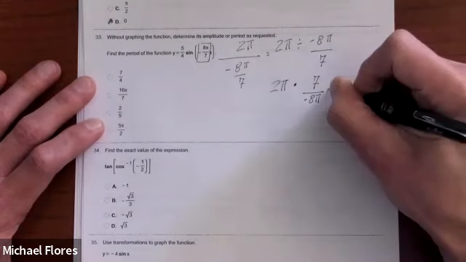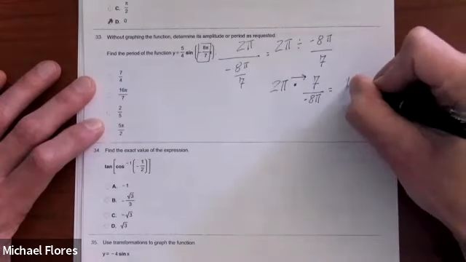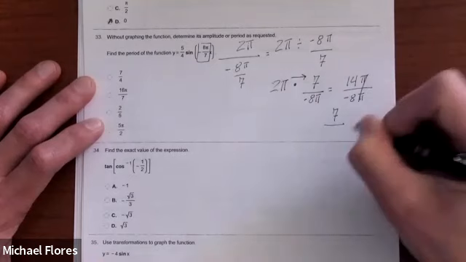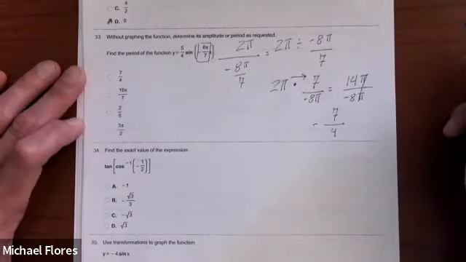Now what I'm going to do here is multiply numerator times numerator. 2 times 7 is 14, carry over the pi, over negative 8 pi, and reduce. Those cancel. 2 goes into 14 7 times. 2 goes into 8 4 times. Don't forget the negative. Does it not have a negative root? Doesn't have a negative. That's weird. Well, that one looks like the closest one. Keep 7 over 4. There was no negative there.